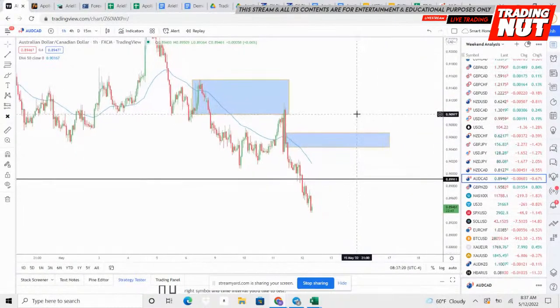AUD CAD. So AUD CAD was something that I was looking at taking around 89911. We never saw any sort of reaction from here. Yeah, we had a tiny reaction, but it was not good enough to confirm longs. I really wanted to see more of an accumulation and more of a counter trend break of structure. We never got that. We ended up rolling over to the downside.